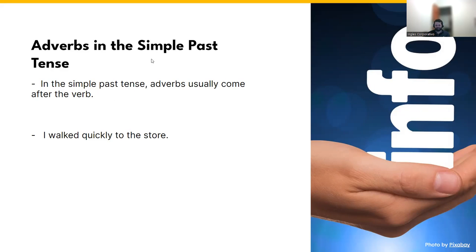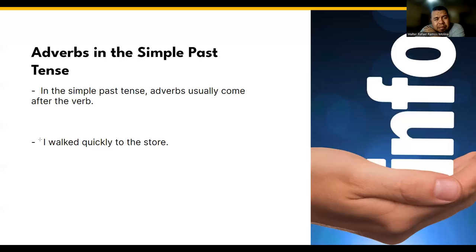In the simple past tense, guys, you will place adverbs after the verb, if it is not the verb be. If it is the verb be, that's different. But notice something. What is I? Subject. All right, so I is the subject. What is walked? Verb. Walked would be the verb in the past tense. What about quickly?